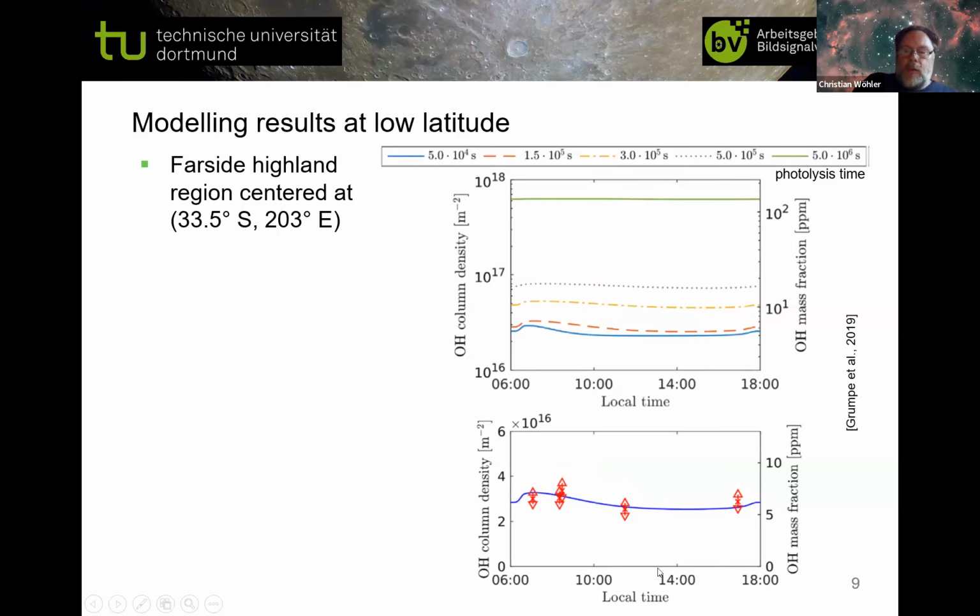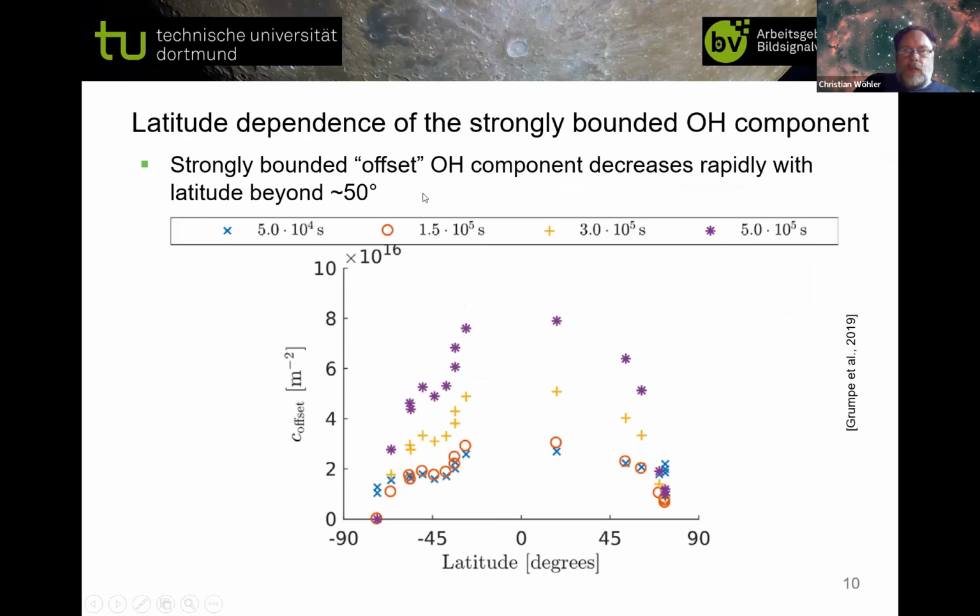And here a stable component has been added as a simple offset, because the stable component is assumed to be insensitive to photolysis and evaporation. This stable component, according to our modeling, seems to have a latitudinal dependence. It's strongest near the equator, whereas at the high latitudes, hardly any of this stable component is required to explain the observations.